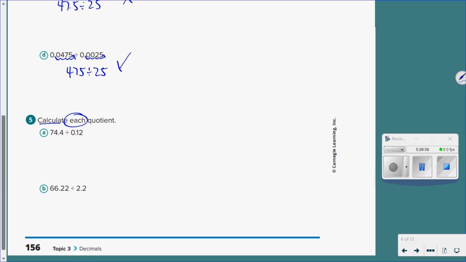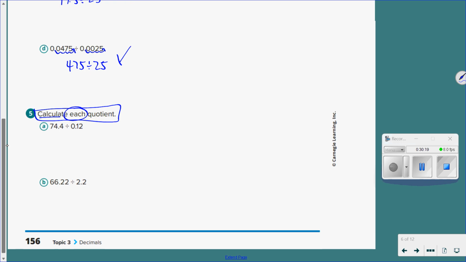So now we finally get some practice. Calculate each quotient. You only have 2 problems. So I'm going to give you guys 5 minutes to solve these 2 problems. Step 1, focus on your divisor, get it to a whole number. Do the same thing to the dividend, and then find your quotients. 2 problems, 5 minutes, go.